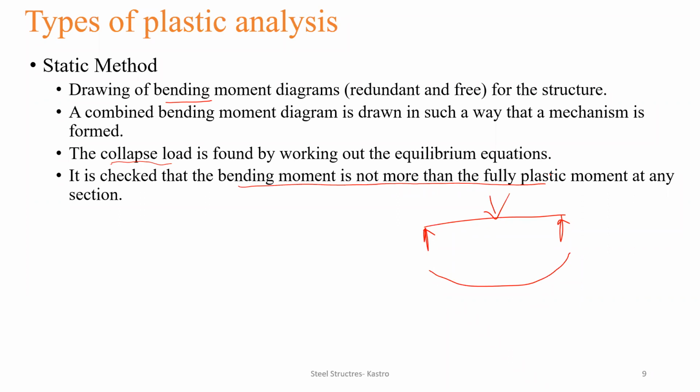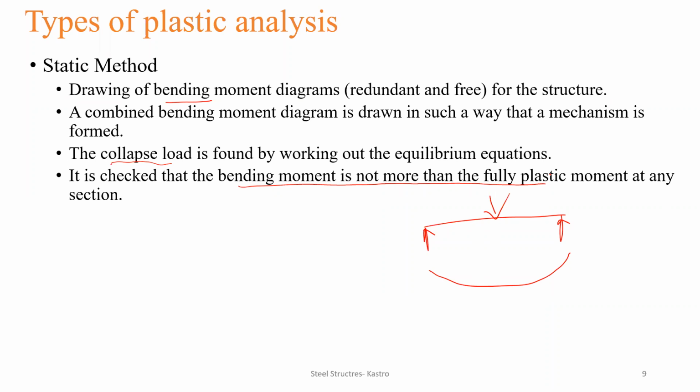Now, what is this fully plastic moment? Fully plastic moment is the moment which is available when a plastic hinge is formed. I'll talk about plastic hinges a little later. But for the time being, just remember that in the static method of plastic analysis, after you are given a problem, you draw the bending moment diagram for the structure. And this bending moment diagram is drawn in such a way that a mechanism is formed. Now, what is this mechanism?